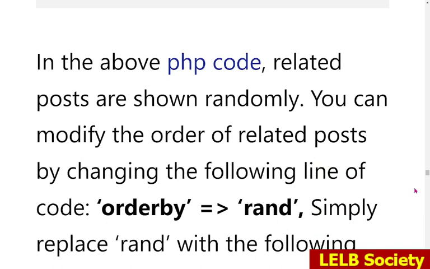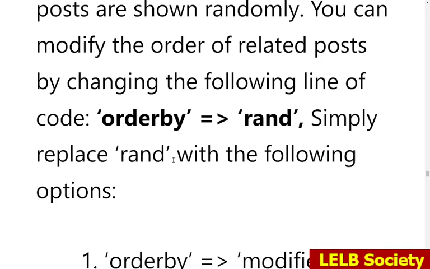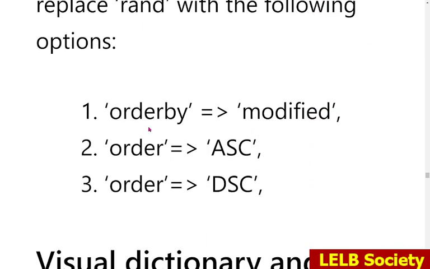Okay, in the above PHP code, related posts are shown randomly, remember, and you can modify the order of related posts by changing the following line of code: order by rand. Simply replace rand with the following options: order by modified, meaning the date of modification of the posts, or order by ASC, ascending, or descending, DSC. It refers to the chronological order.